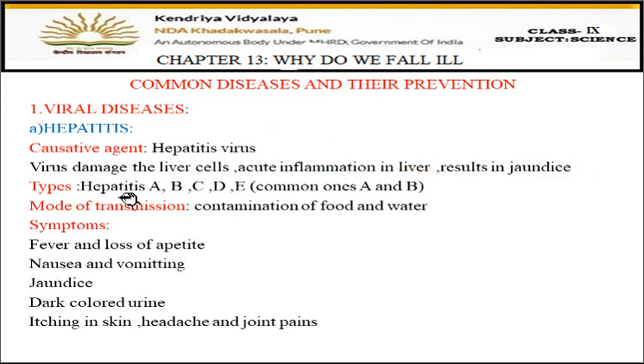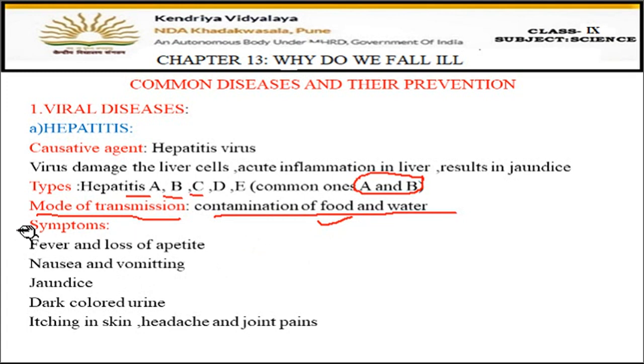Now, you must know that hepatitis is of five types: hepatitis A, hepatitis B, hepatitis C, D, and E. Out of these five types, hepatitis A and B are very common in humans. Fine. Now, let us know the mode of transmission, from where this virus comes, that is, how it is transmitted, how it is spread. So, it is through the contamination of food and water. Okay, if spoiled food and infected water are taken inside the body, then hepatitis A and B can be caused. So, contamination of food and water is the main mode of transmission.